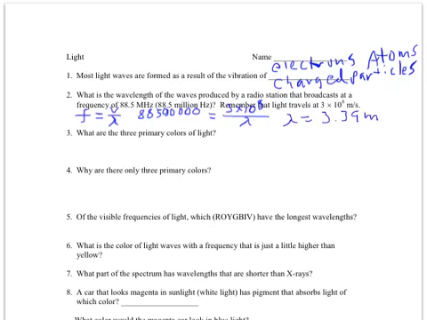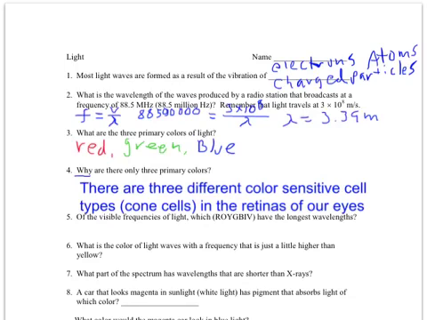Now let's try the next one. What are the 3 primary colors of light? They are red, green, and of course blue. Notice that yellow is not one of them. The question is, why are there only 3 primary colors? That's because there are 3 different color sensitive cell types, otherwise known as cone cells, in the retina of our eyes. If there were 4, there'd be 4 primary colors. And those ones are sensitive to red, green, and blue.